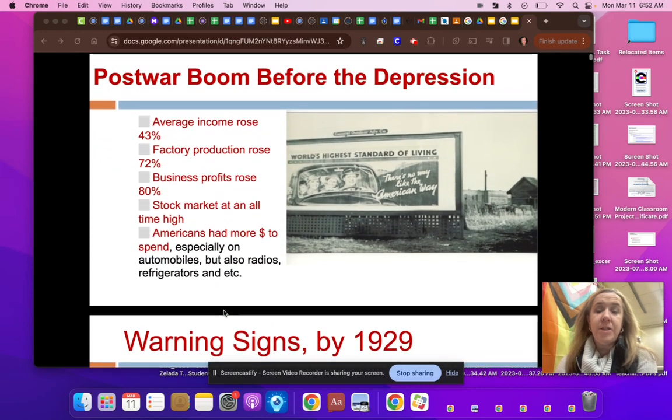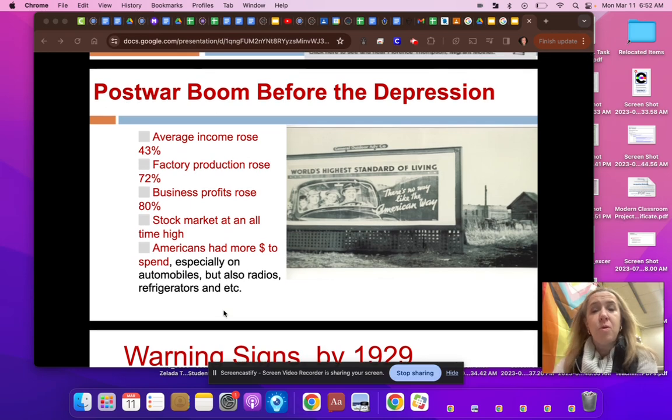So remember, in the 1920s we see a huge post-war boom after World War I. The average income rises 43%. So that's almost half. America, all of a sudden, people are making money. And what do you want to do when you make money? You want to spend money, right? So we have the highest standard of living. People are buying cars, refrigerators, vacuum cleaners, anything that they can purchase to make their lives easier. Factory production rises because people all of a sudden want to purchase things.